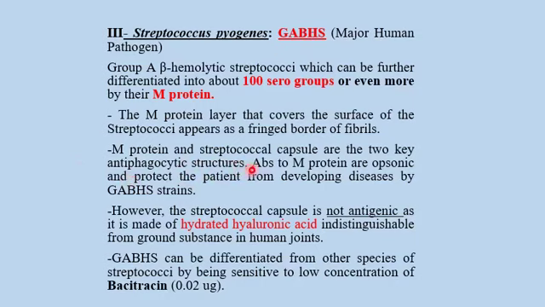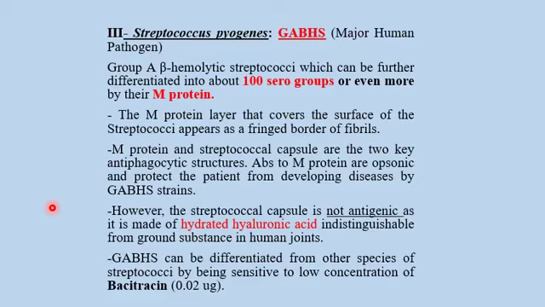So streptococci also have a capsule. They are the two key antiphagocytic structures, meaning they protect the bacteria from phagocytosis. The body forms antibodies to the M protein. Antibodies to the M protein are opsonic and protect the patient from developing diseases by group A beta hemolytic streptococci strains. So both are antiphagocytic and the body can form antibodies against the M protein.